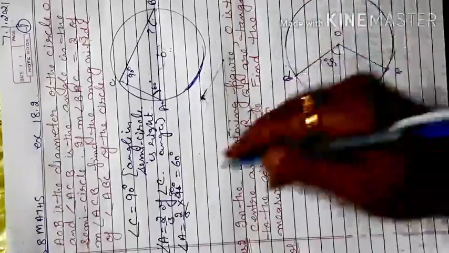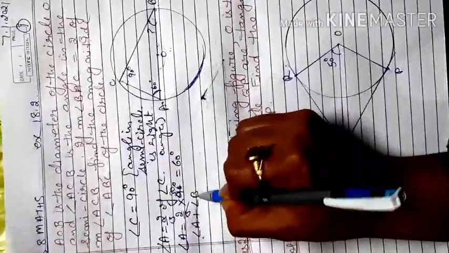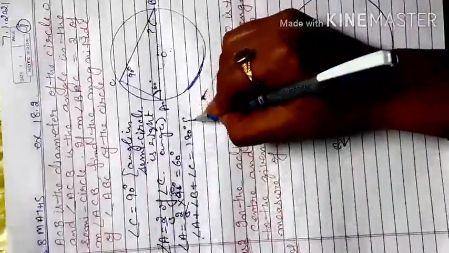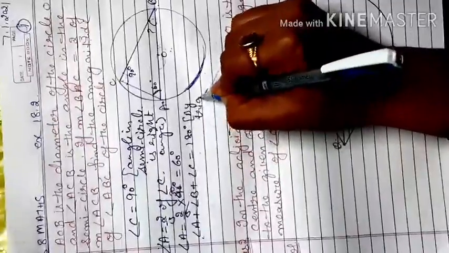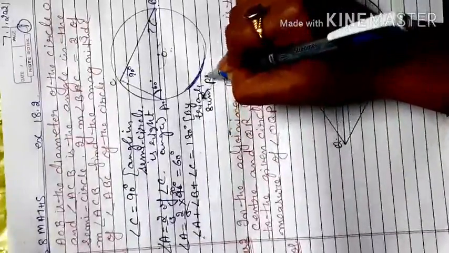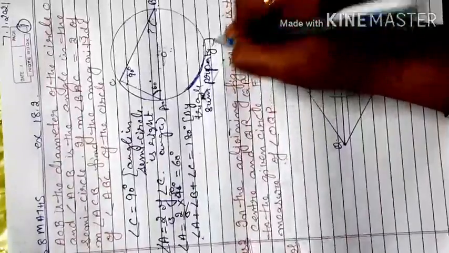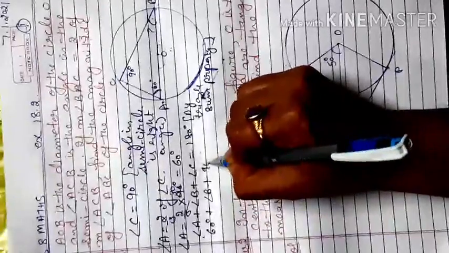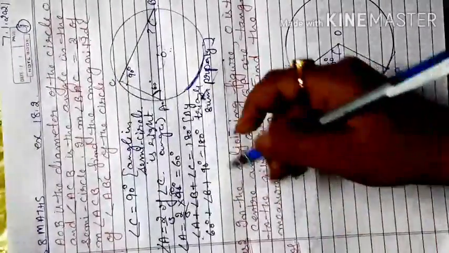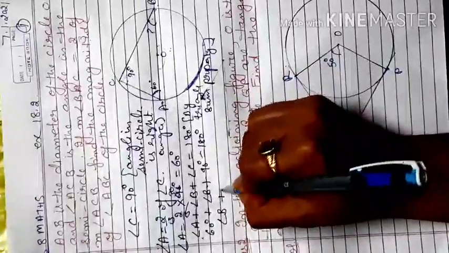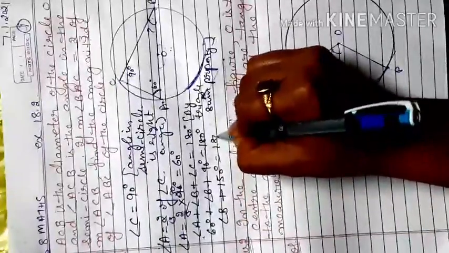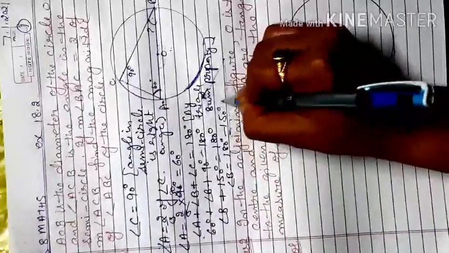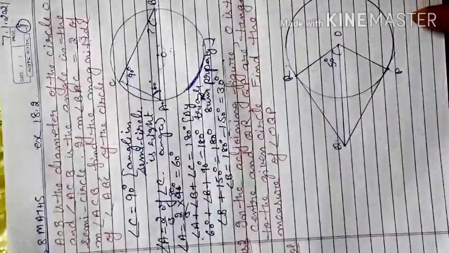Then we can apply the triangle sum property, that is angle A plus angle B plus angle C is equal to 180 degrees. You can mention here, by triangle sum property. So here angle A is 60 degrees, angle B we have to find, angle C is 90 degrees, equal to 180 degrees. So 60 plus 90 gives me 150 degrees. Then angle B is equal to 180 degrees minus 150 degrees, which is equal to 30 degrees. That is what we had to find.